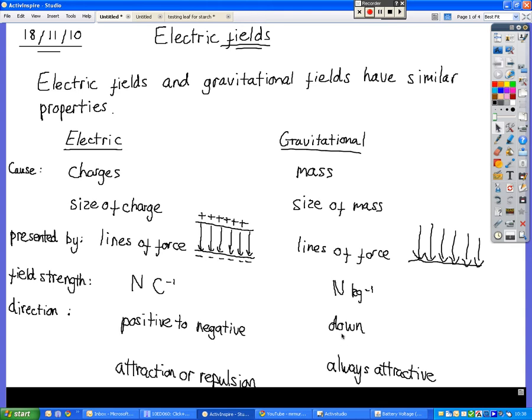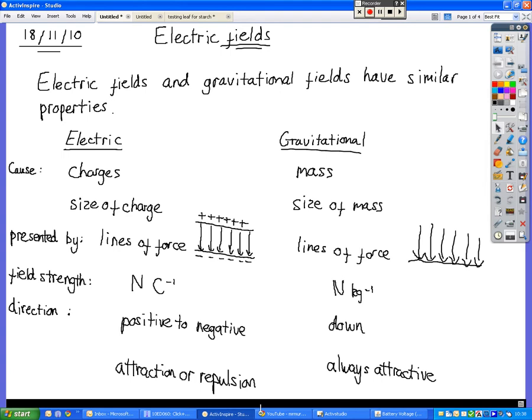Gravity always acts downwards, only ever acts in one direction. So we've got attraction and repulsion for electric fields. So we've got positive and negative charges. Remember, like charges push each other apart, unlike charges pull each other together. But gravity is different because it's always attractive.